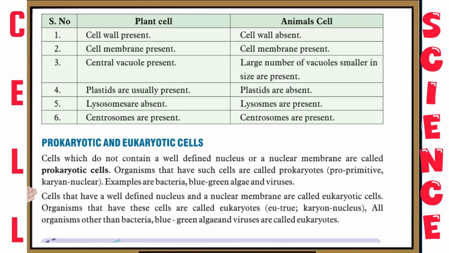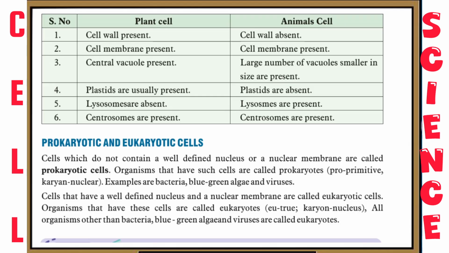So now let's see the next topic, that is prokaryotic and eukaryotic cells. Cells which do not contain a well-defined nucleus or a nuclear membrane are called prokaryotic cells. तो आप अब तक समझ चुके होंगे जिस सेल के अंदर वेल डिफाइंड न्यूक्लियस प्रेजेंट नहीं होता, या फिर आप ऐसे कह सकते हैं न्यूक्लियर मेम्ब्रेन प्रेजेंट नहीं होता, दैट आर प्रोकैरियोटिक सेल. Organisms that have such cells are called prokaryotes, that means pro means primitive and karyon means nucleus. Examples are blue green algae and viruses.